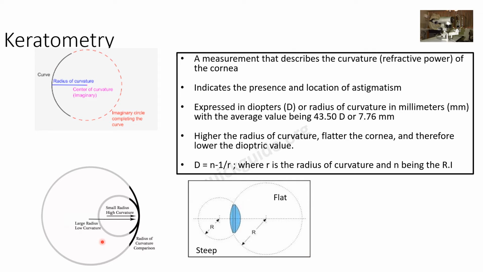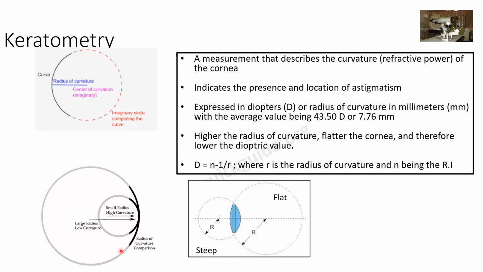Smaller the radius of curvature, the steeper the cornea, and its dioptric value will be more. So the dioptric value of the cornea is inversely proportional to the radius of curvature of the cornea. Smaller the radius of curvature, the steeper the cornea is, and therefore the dioptric value of the cornea will be higher, and vice versa.